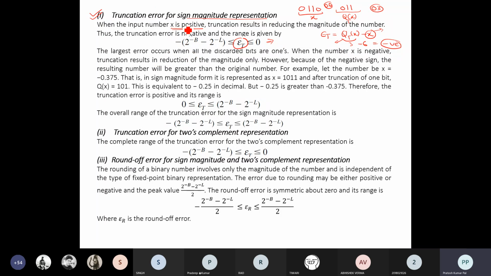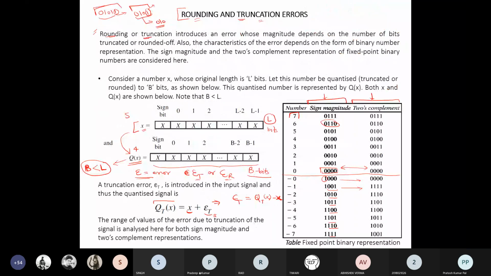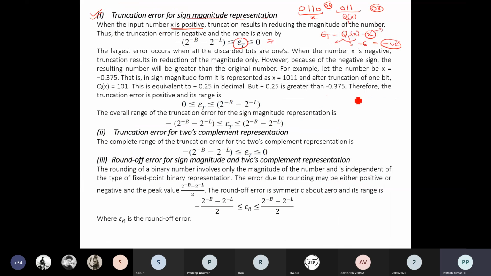Similarly, if x is negative, suppose we are considering minus 4. Minus 4 is represented as 1 1 0 0. So minus is 1 and 4 is this. So this is minus 4, and this complete thing will be considered as x. After quantization, the value will be 1 1 0. This value is in sign magnitude, so this is minus 4.